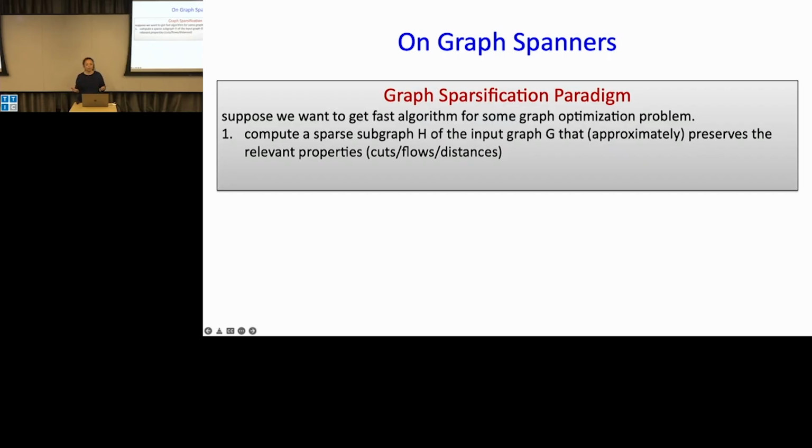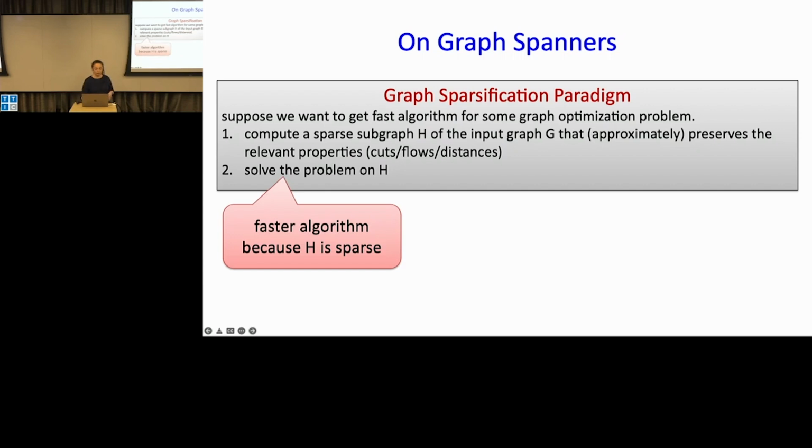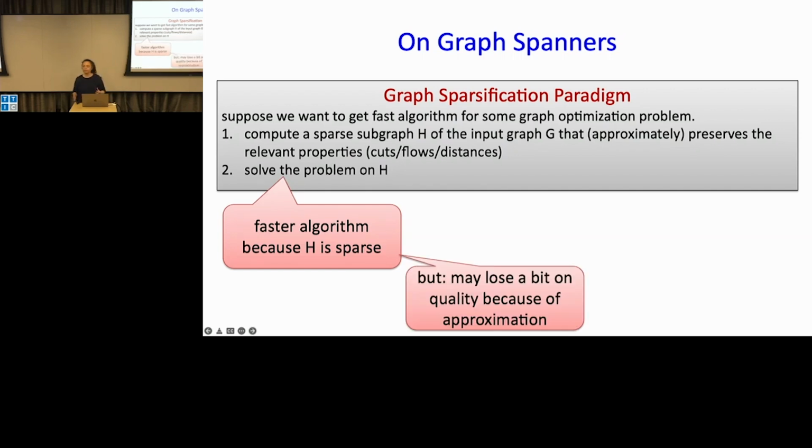Now, which important properties? It really depends on the problem that you want to solve. It could be cuts, it could be flows, it could be distances between pairs of vertices, and so on. And then, instead of solving the problem on the original graph G, we solve it on H. H is a much smaller graph, so hopefully your algorithm is much faster. So in this way, you can hope to get a faster algorithm. You will also take some hit on the quality of the solution, because usually these properties are not preserved exactly, they're preserved approximately, but often this is good enough.